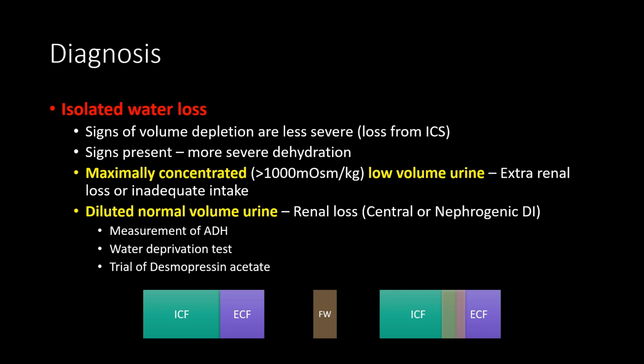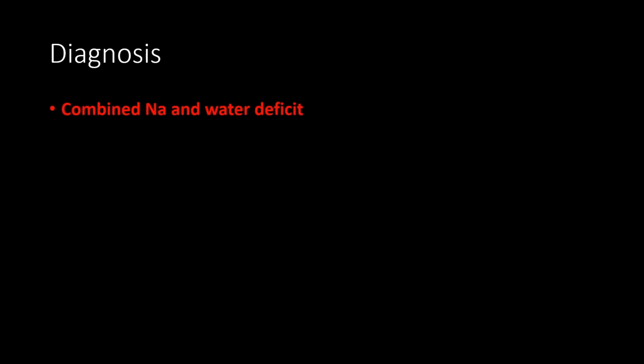We discussed isolated water deficit, now we discuss combined sodium and water deficit. We learned that combined sodium and water deficit happens in three conditions. The water and sodium loss may be happening from the GI tract, maybe from the kidney, and maybe from the skin.